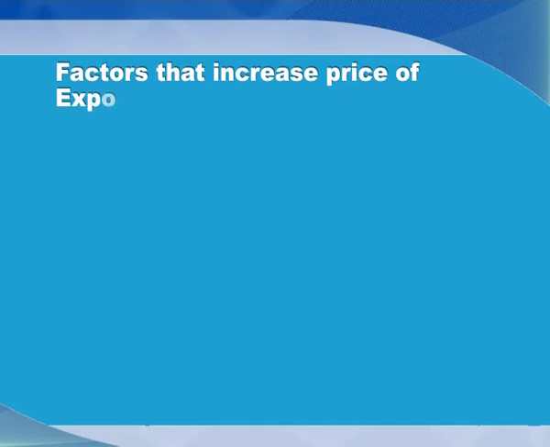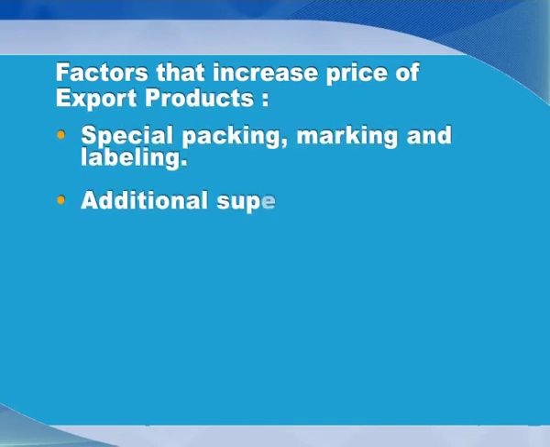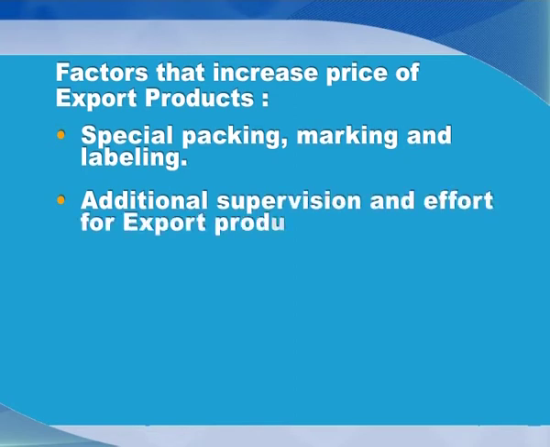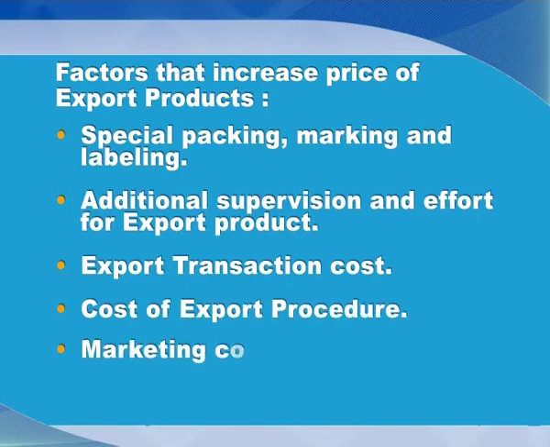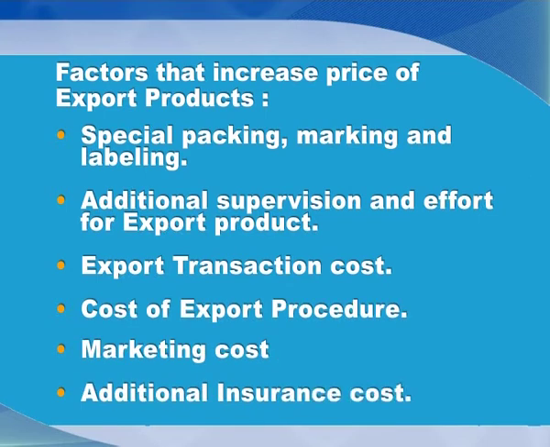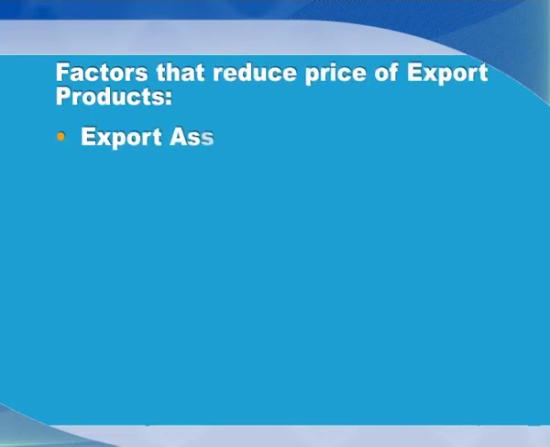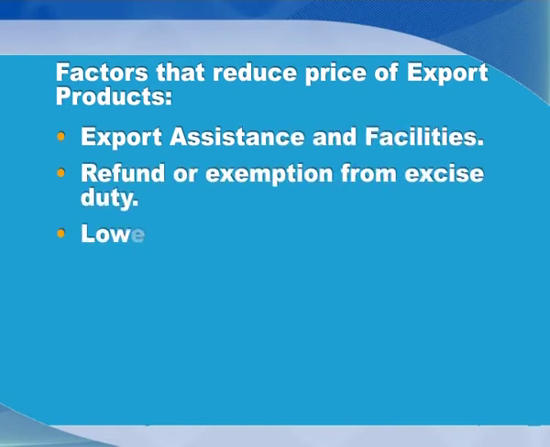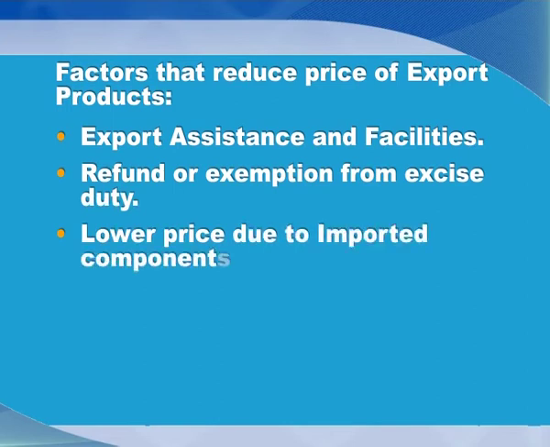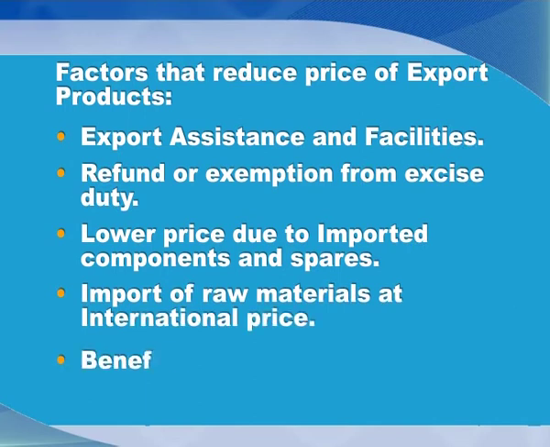Factors that increase the price of export products: special packing, marking and labeling, additional supervision and effort for export product, export transaction cost, cost of export procedure, marketing cost, additional insurance cost. Factors that reduce the price of export products: export assistance and facilities, refund or exemption from excise duty, lower price due to imported components and spares, export of raw material at international price, benefit of economy of scale.